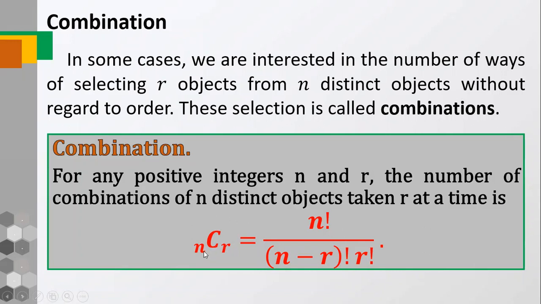This is read as n taken r, or n combination r, which is equal to n factorial over n minus r factorial times r factorial.